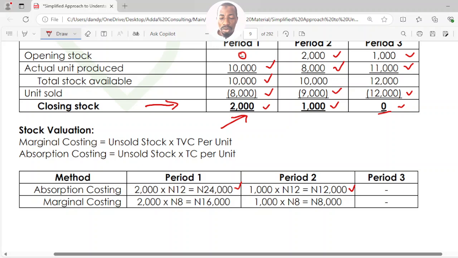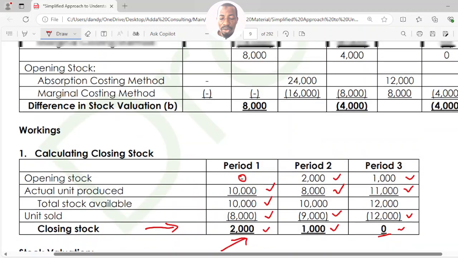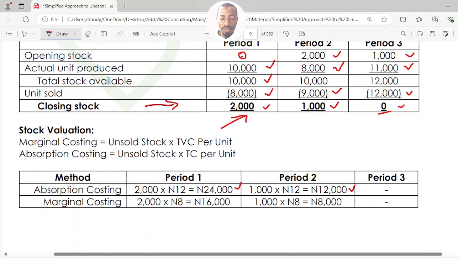All right. To get the total variable cost per unit, remember to value the closing stock using marginal costing approach. It must be closing stock multiplied by total variable cost per unit. The total cost per unit is 12 naira, and the total fixed production overhead per unit is 4 naira. 12 minus 4 will give us 8 naira.